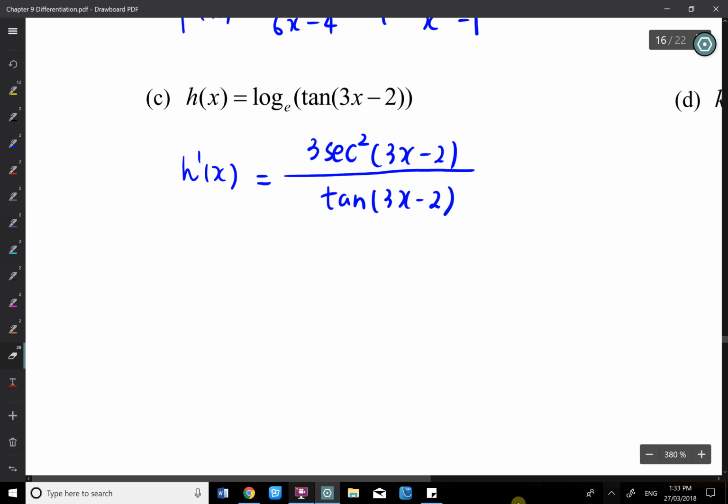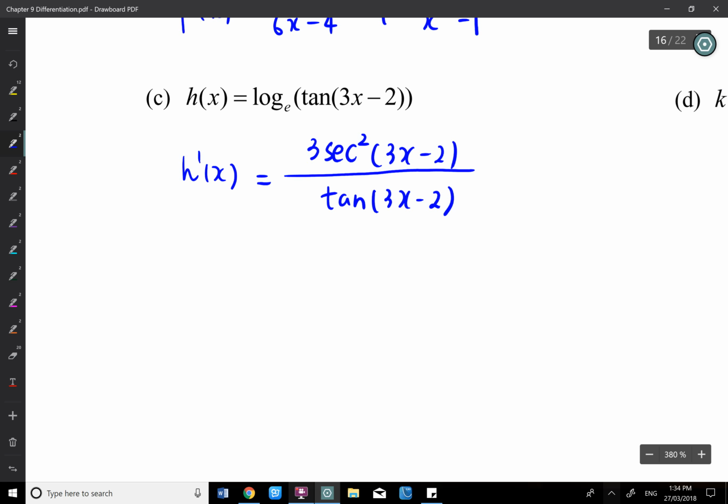So how can we simplify it? My answer can be left like this. But why don't we keep the answer like this? Because if I ask you to evaluate what's h dash pi over 4, for example, do you know what's sec squared pi over 4? Do you know how to evaluate sec squared?